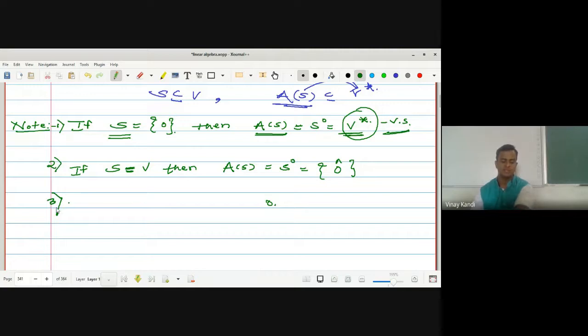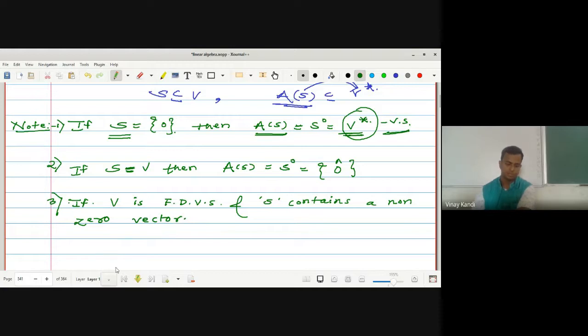Now the third note is, if V is a finite dimensional vector space and S contains a non-zero vector, then the annihilator of S is not equal to V star. Okay, S contains a non-zero vector.